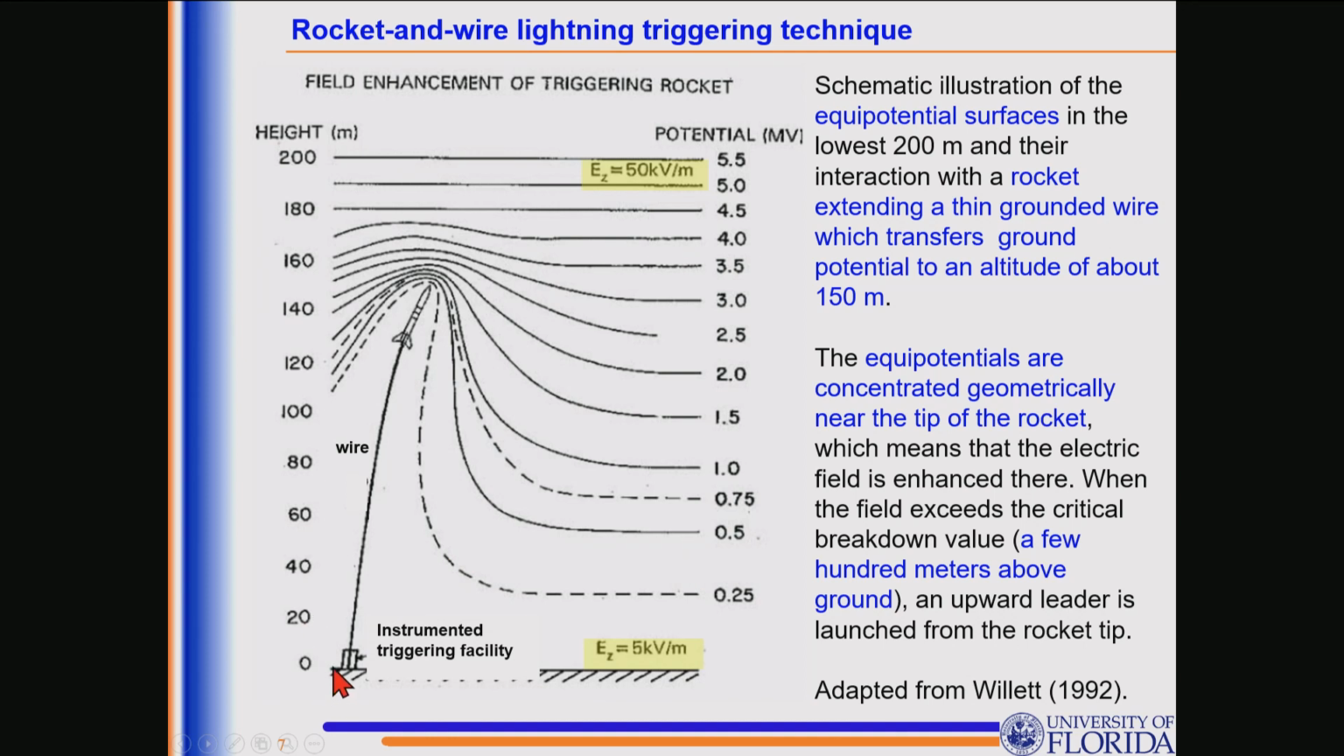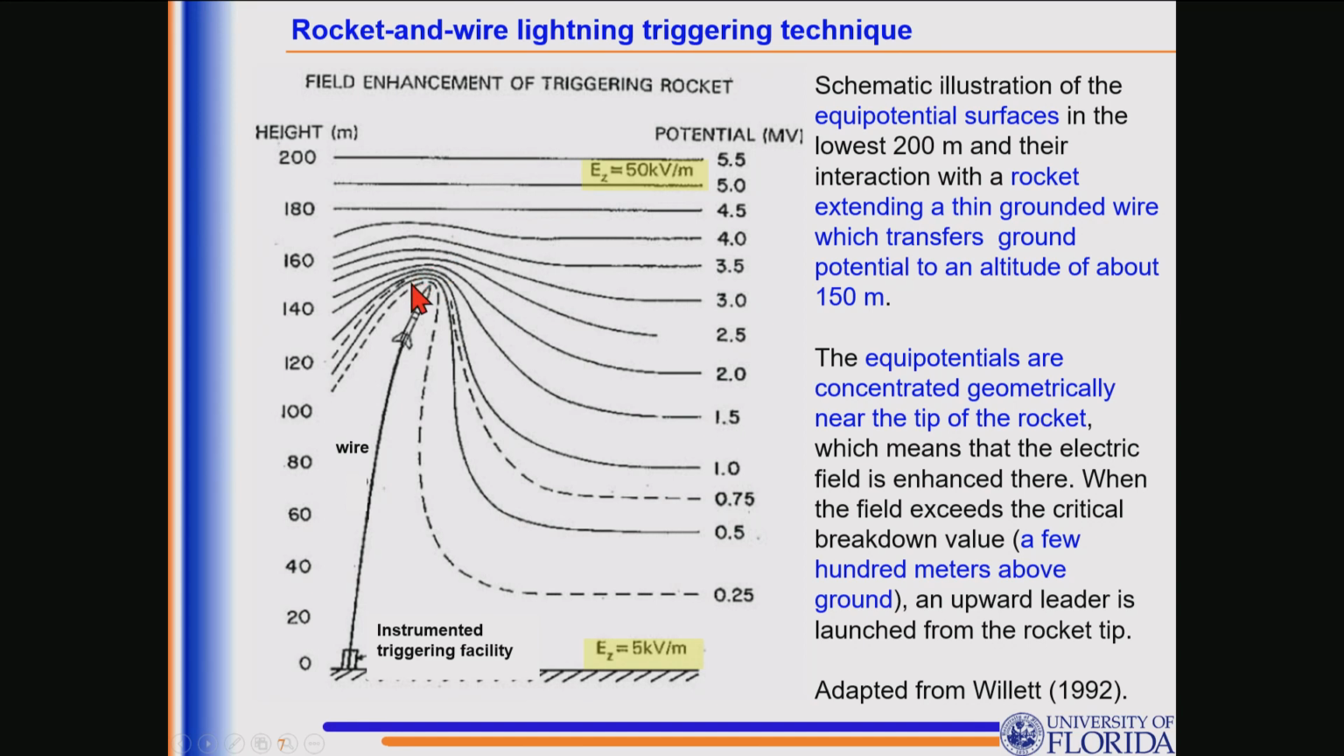When the rocket trailing grounded wire is launched, then the ground potential is transferred to a height, in this case, about 150 meters. And as a result, the equipotential surfaces are geometrically concentrated near the tip of the rocket, which means the electric field is enhanced at the rocket tip. And when the electric field exceeds the critical breakdown value, there will be the so-called upward leader initiated from the tip of the rocket. It's a hot plasma channel that will propagate toward the cloud.